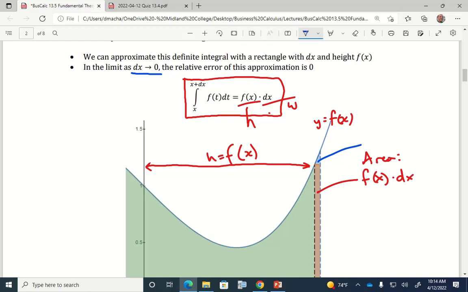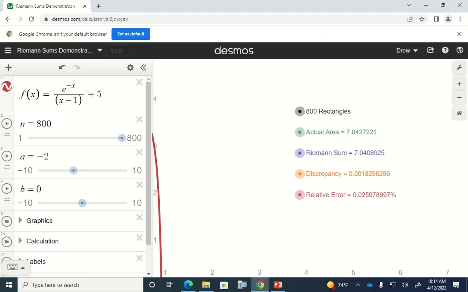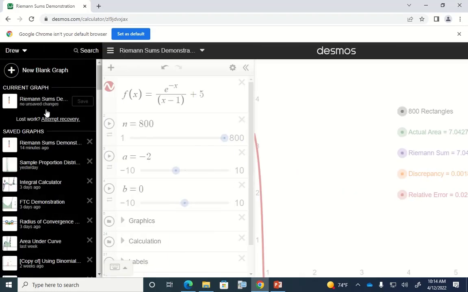And so if we take the limit as dx approaches 0, then this approximation becomes a fact. It's no longer just an approximation if the error of your approximation is 0. And let me try to animate this just a little bit.